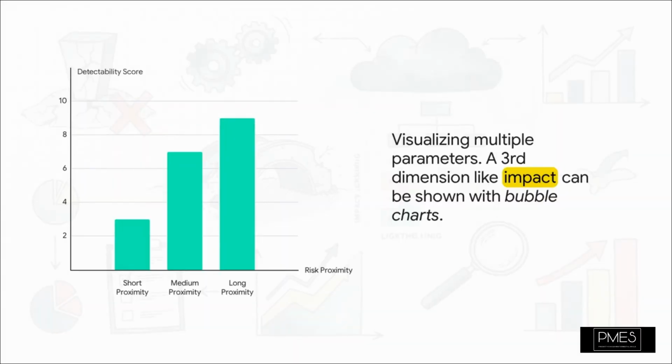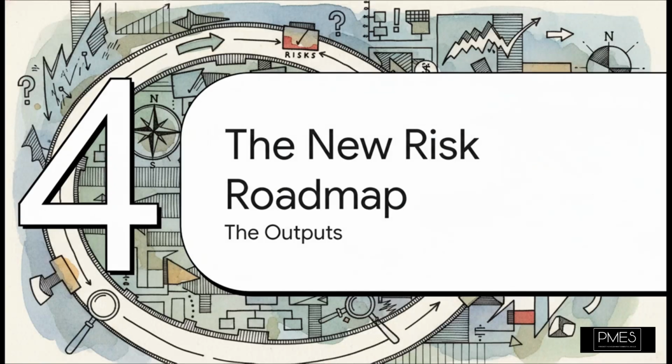So what happens when you're tracking more than just probability and impact? A simple grid isn't going to cut it anymore. That's where a tool like a bubble chart comes in super handy. It lets you visualize three different dimensions at once. So here, for example, the chart can show a risk's proximity and its detectability, while the size of the bubble itself represents its overall impact. Pretty cool, huh?